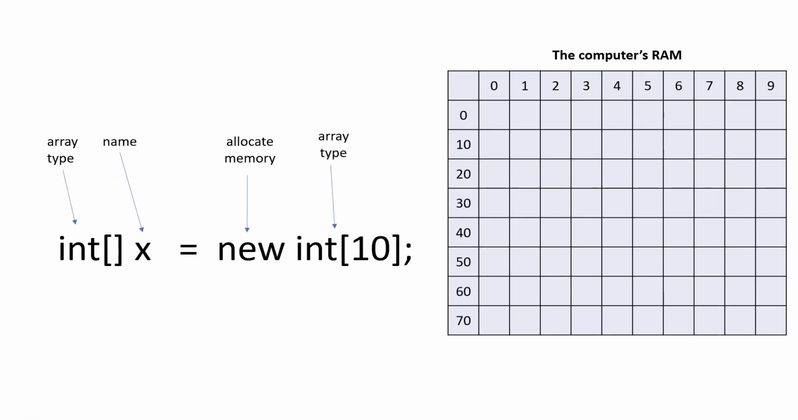Okay, let's have a look at what happens when we are dealing with arrays. So in the case of arrays, instead of putting int x, I put int followed by these square brackets and then x. Now the square brackets are saying that what I want is not just one integer, but I want to store multiple integers.